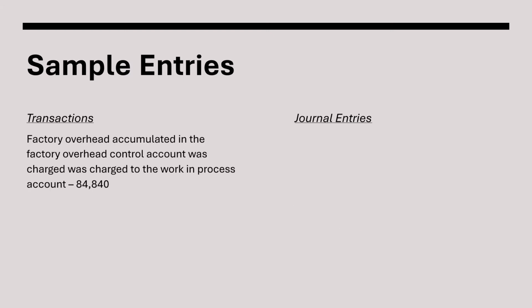So for factory overhead, for example, factory overhead accumulated in a factory overhead control was charged to the work in process account. So just simply debit work in process and credit factory overhead control. So you're transferring.